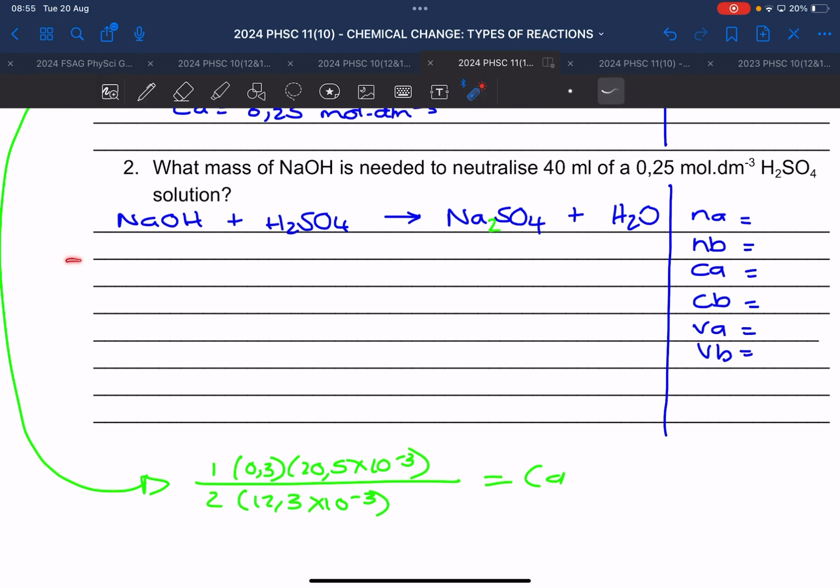Now we need to check if it's balanced. 2 sodiums, 2 sodiums. 1 sulfate, 1 sulfate. 4 hydrogens, 2 hydrogens. We need to put a 2 in front. Remember, this is a diprotic acid with a monoprotic base. Mono, 1, di, 2. So we need 2 bases for 1 acid. Now we know the mole ratio is 2 to 1, so base is 2, acid is 1.